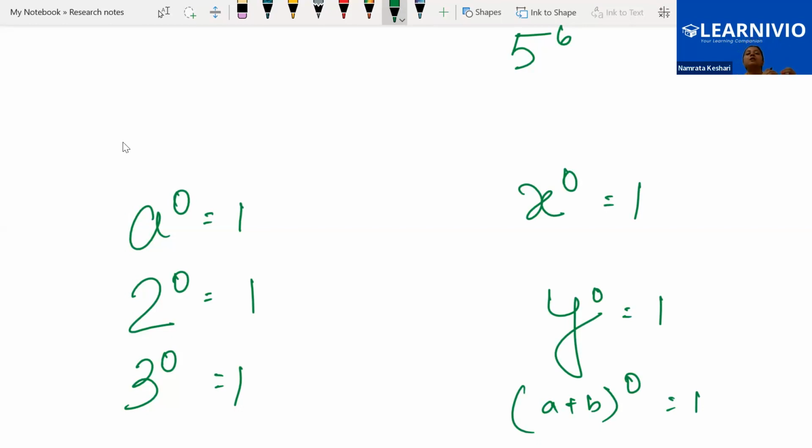So any number: 1000 to the power 0 is 1. 100 to the power 0 is 1. 32 to the power 0 is 1. X to the power 0 is 1. So whatever you have, if the exponent is 0, that means that term doesn't even exist.